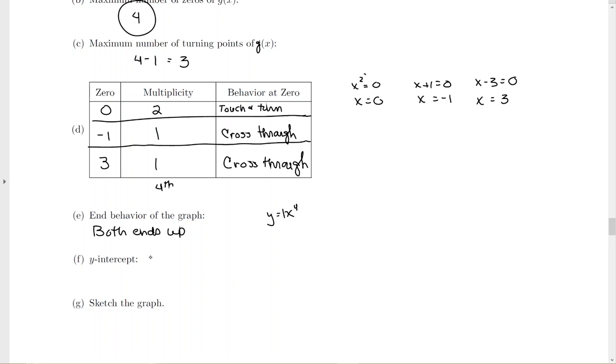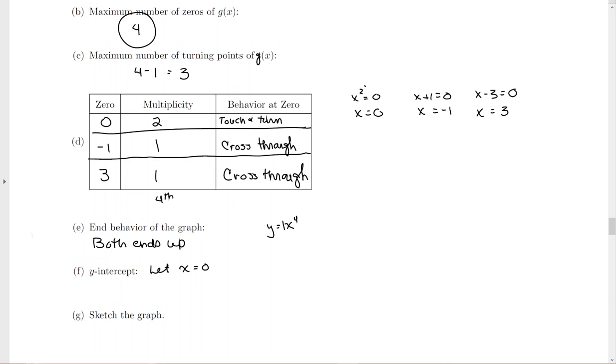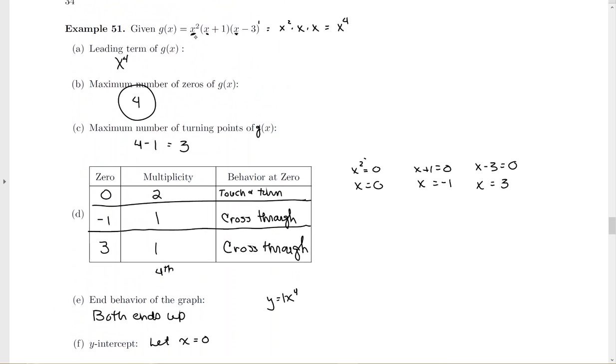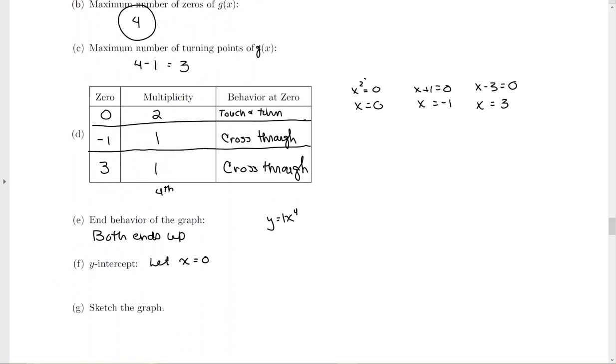The y-intercept, you have to let x equal 0 and then solve for y. So go back to the original, plug in zeros for x's, and I'm going to get y equals 0 squared times 0 plus 1 times 0 minus 3. So 0 times 1 times negative 3. Well, it doesn't really matter what's going on here because 0 times anything is going to be 0. So it has a y-intercept at 0, 0.